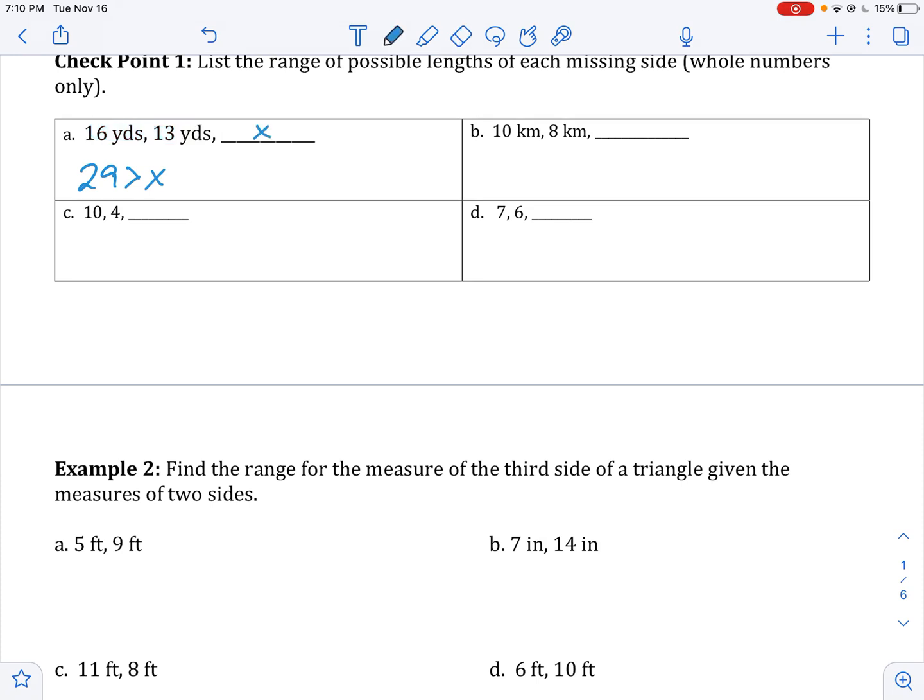But if I were to add x and 13, well, that's got to be bigger than 16. So if I subtract 13 from both sides, x must be greater than 3.